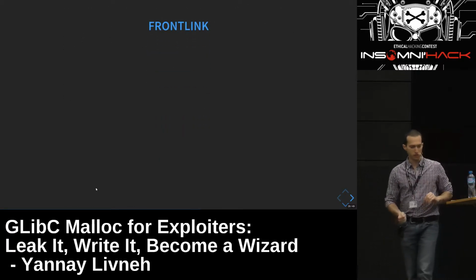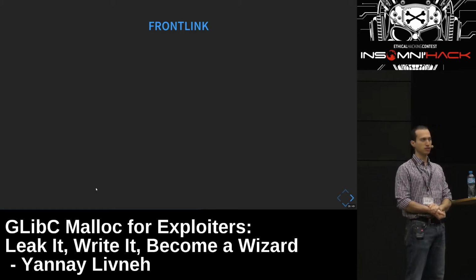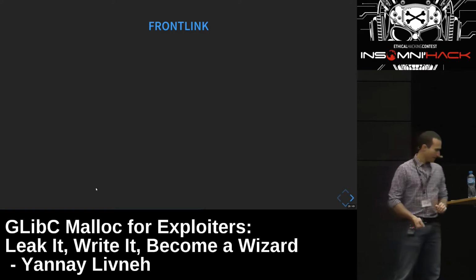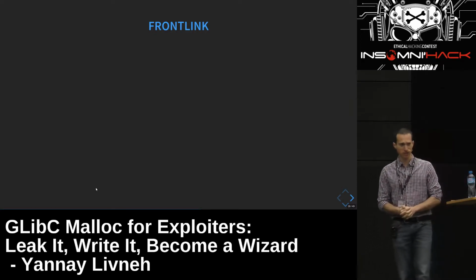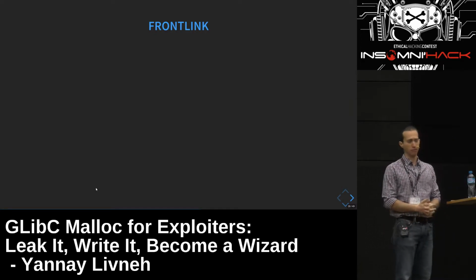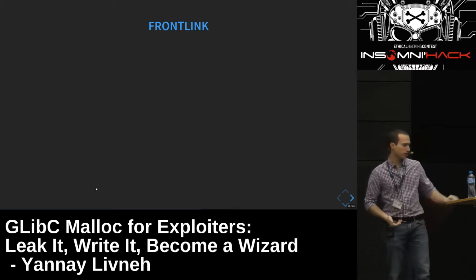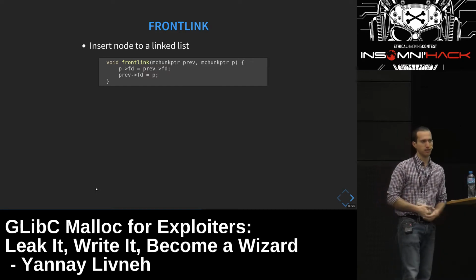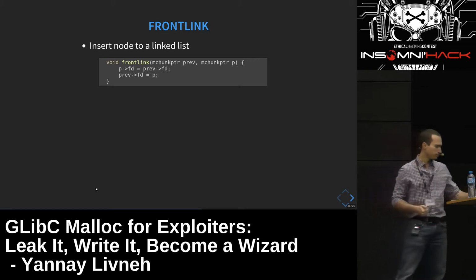The first example is frontlink. Has anyone here ever heard of frontlink? No? Anyone is awake? Okay, great. So frontlink was actually the first or the second heap exploitation technique ever published. It was published in 2001 in a paper called Voodoo Malloc Tricks. The idea goes like this. Let's look at list insertions, right? When freeing a chunk, we're inserting into a list.